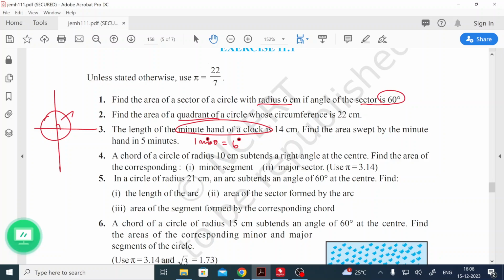Suppose hour hand is given. Hour hand for 1 minute equal to 1 by 2 degree. Listen carefully. Hour hand 1 minute is half degree, not for 1 hour half degree. For the hour hand, 1 minute equal to half degree. For the minute hand, 1 minute equal to 6 degree. That is the difference. Whether they have given hour hand or minute hand, you see carefully, then you answer it. Do you understand? Right.